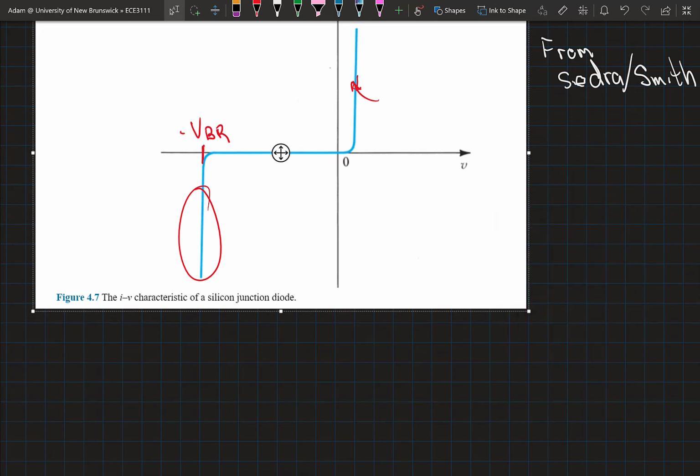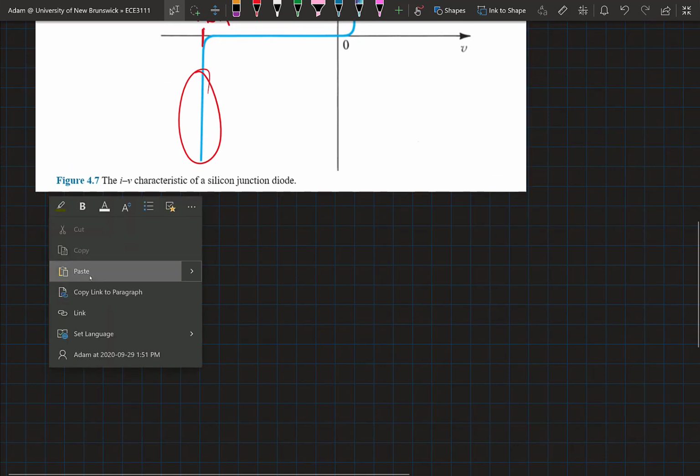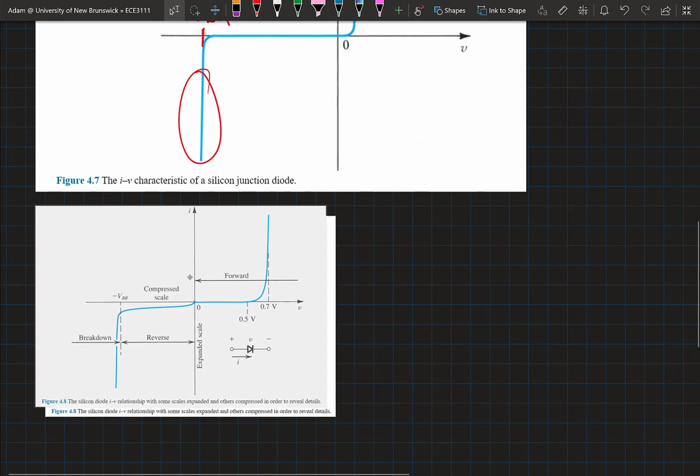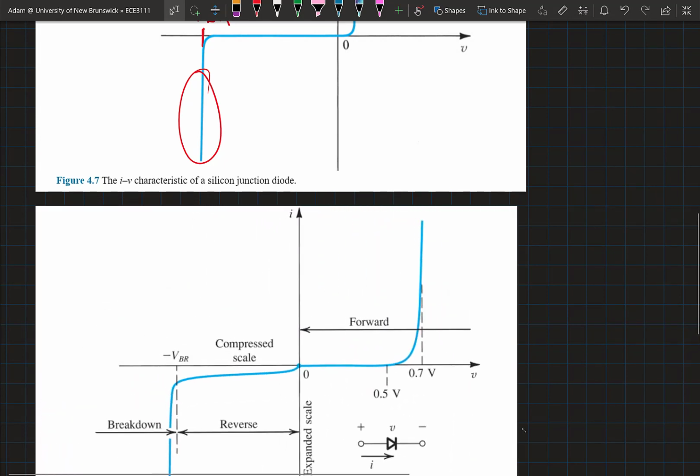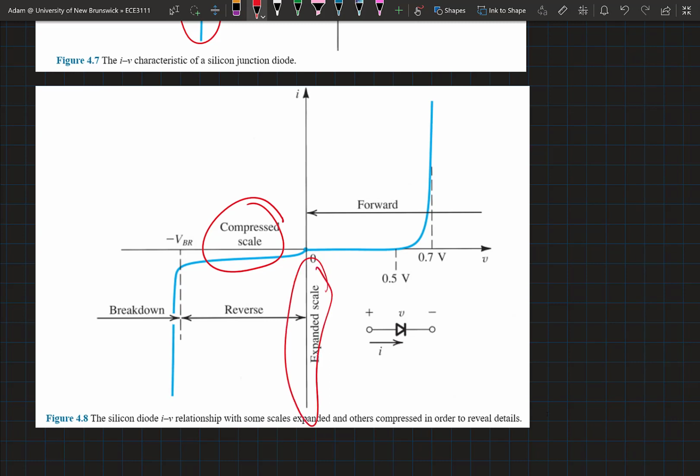To look at a rescaled version of that plot, here's the same diode characteristic, but with the negative voltage axis compressed and the negative current axis expanded, as is shown here. So we've compressed this axis, so it's not of the same scale as the forward bias axis, and we've expanded this scale here to show that there is in fact some current leakage even in this region before we get into breakdown.